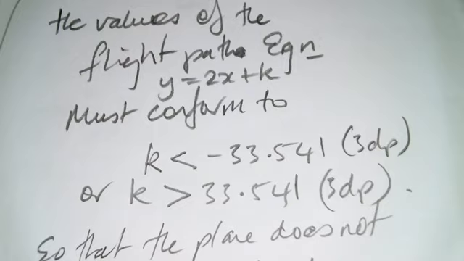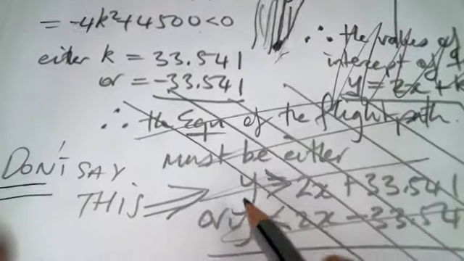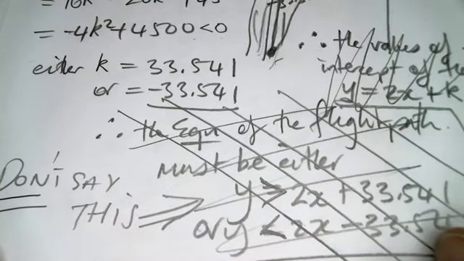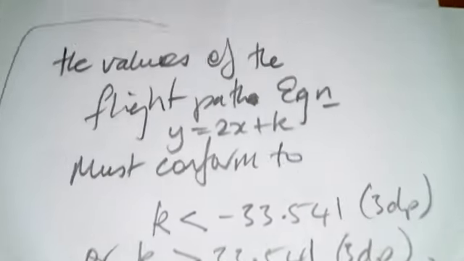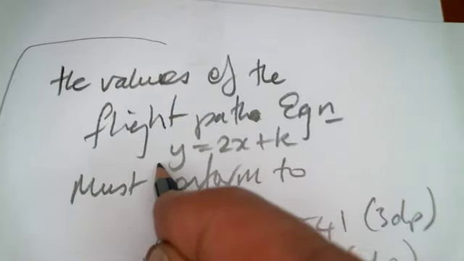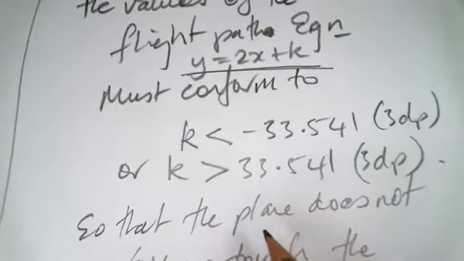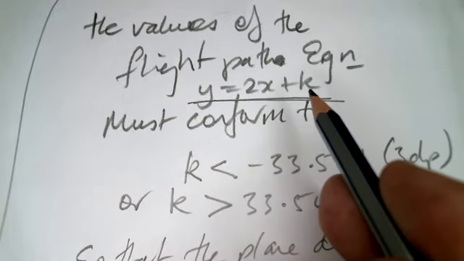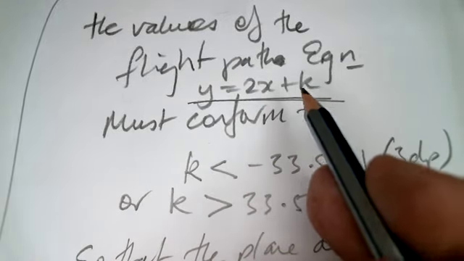I think if you say that, that would be an excellent answer for all the reasons that I mentioned before. But I wouldn't go down this path here of trying to say, therefore the equation must be less than or equal. I wouldn't do that. As long as you say that the flight path of the equation blah must conform to, because you see, it's not the equation that we're changing the values of. The equation changes only because k changes.